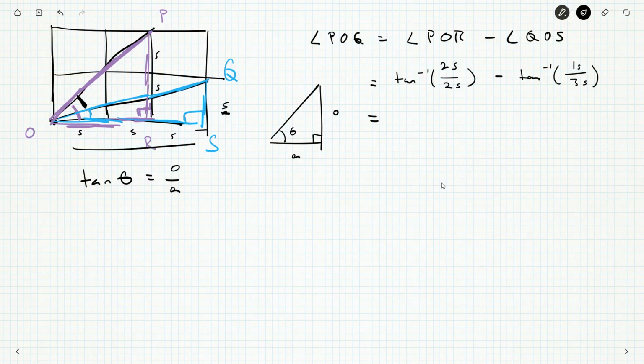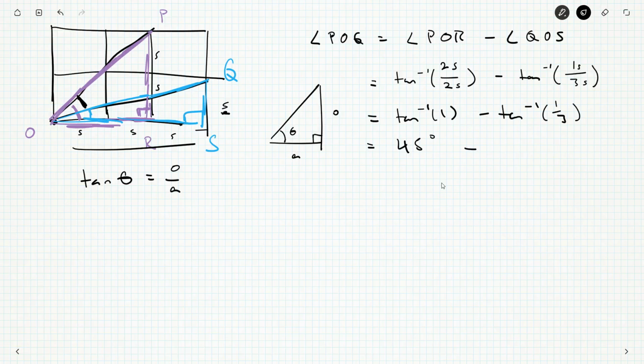But now the s's don't matter. The fact that it's 2 doesn't matter. We get tan inverse of 1, which is 45. That one's not bad. But it's this next one. I don't know what gives me a tan of 1/3. And so that's where the trusty calculator comes in.